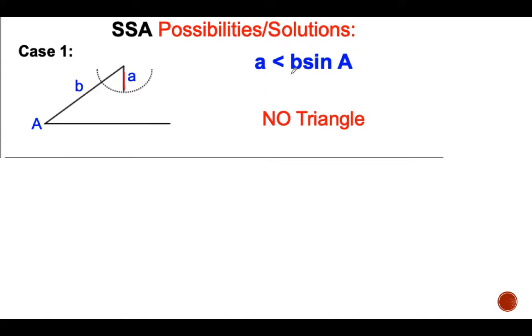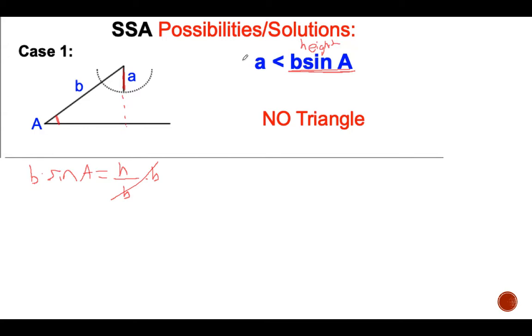Now, you're going to see this a lot, B sine A. What that means is, if you think about sine of this angle, sine of A would have to equal, let's call this the height, H over the hypotenuse, which is B. Well, how do you solve for H? Times by B, those cancel. So really, this is the height of the triangle. B sine A equals the height.